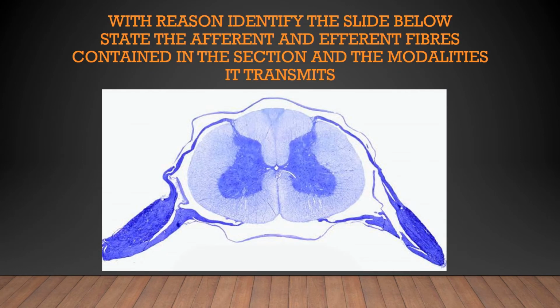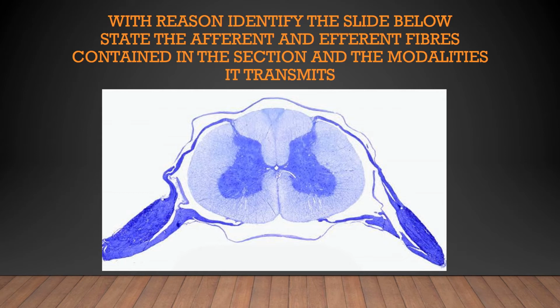So this particular slide is that of the spinal cord. It contains a central canal, heart-shaped gray matter with surrounding white matter, a dorsal median septum, and surrounding meninges. So the afferent fibers of the spinal cord are lateral spinothalamic, which is for pain and temperature. You have anterior spinothalamic for crude touch and pressure, and the dorsal columns, which are for proprioception.